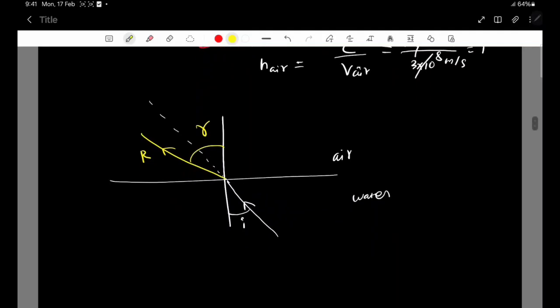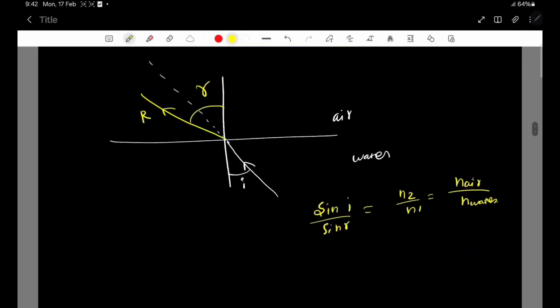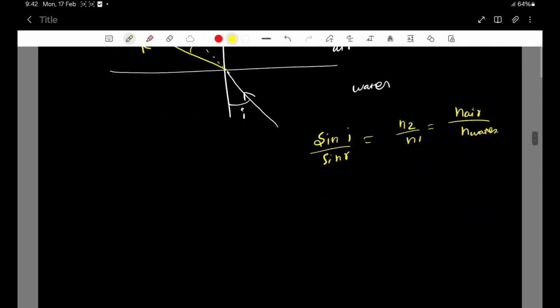Again we can establish the mathematical relationship between the incident angle and the refracted angle through Snell's law, which tells you that sin i by sin r equals n2 by n1. Here n2 is air, n1 is water. I suppose that you are able to understand these ideas very clearly, right? Once you got this idea very clearly, then we can discuss a few more ideas also.